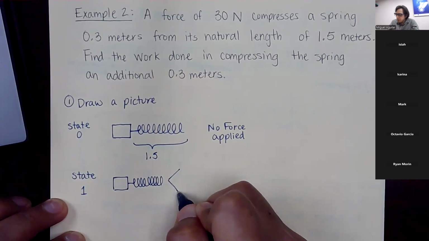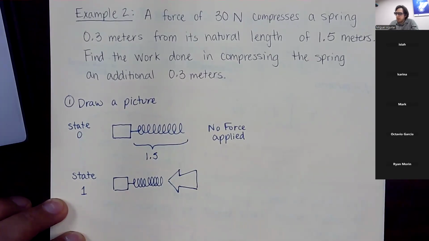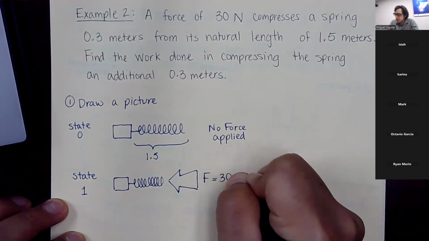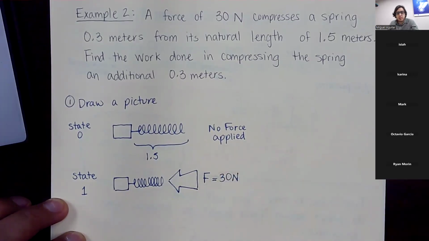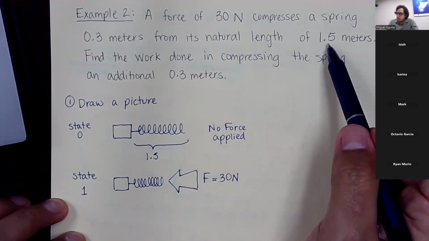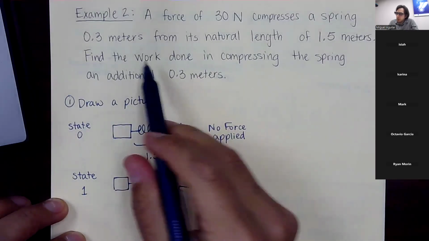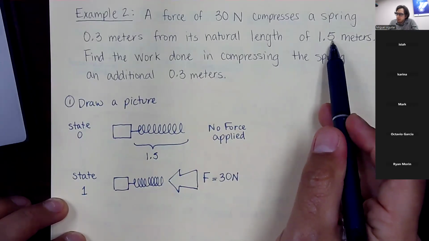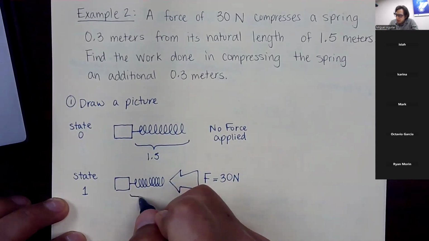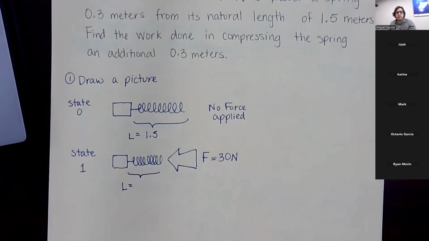But then the problem states we're going to take that spring and compress it, right? So there is going to be a force that's applied here. And it says that this force is equal to 30 newtons. Okay. And if this spring is contracted or compressed from 1.5 meters, but it's been compressed 0.3 meters from its natural length, what is the length of the spring now? How would we find that?